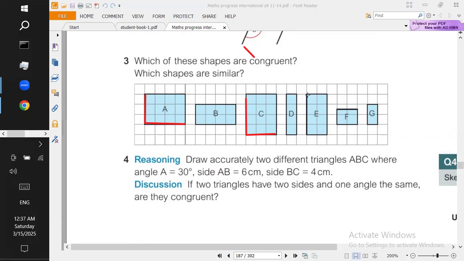Other congruent shapes, we can say that E and B are congruent because it's 2 by 4, 2 by 4. So as we said, A and C are congruent, and B and E are congruent shapes. We said that congruent means identical. It means the same width and length for these rectangles. And that's the idea of having congruent shapes.